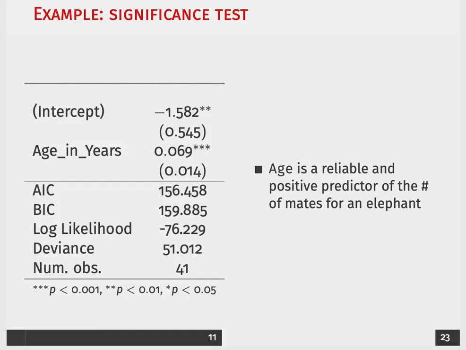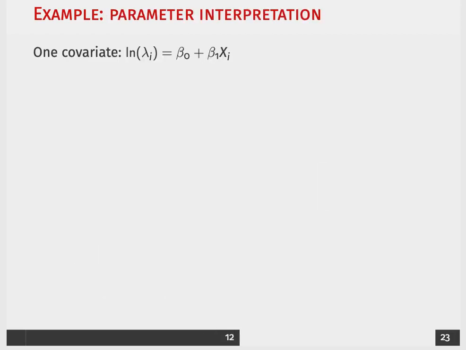All right. Now that we've looked at our data and we have fit our model and we're beginning to think that this may be the correct approach, let's do exactly what we would do in every other linear model. And that's do a significance test to see if the association between our covariate of interest, in this case age, is statistically reliable or differentially associated with our outcome. So in this case, age is a reliable and positive predictor of the number of mates that you have.